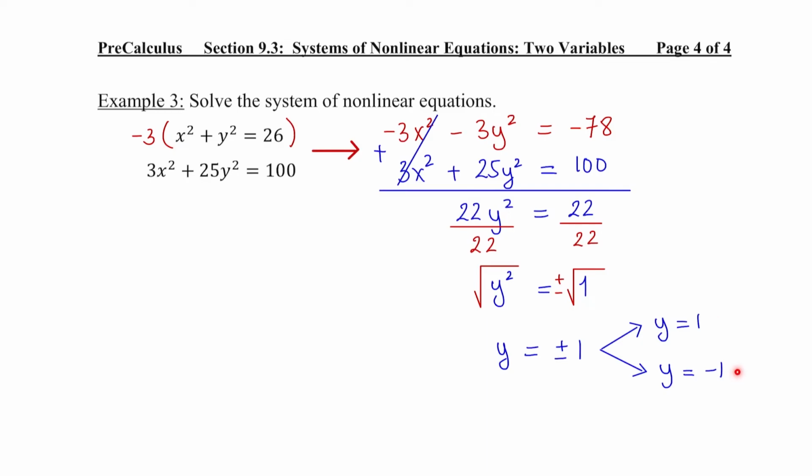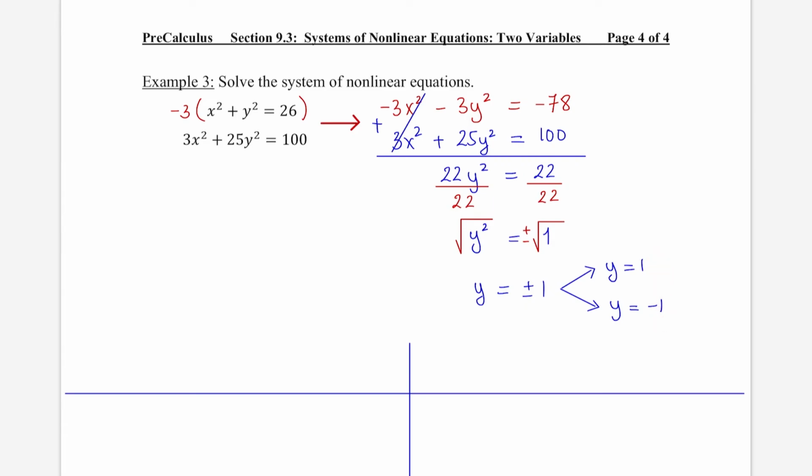Next, I need to find my x. So I have to use either one of these two equations in order to find x. It doesn't matter which one you're using. I am going to use the first one, and I will substitute y in to find x. I have two different y's. So first, I will use y equals 1 and substitute that into this equation in order to solve for x. So I'll take 1 and substitute that into y.